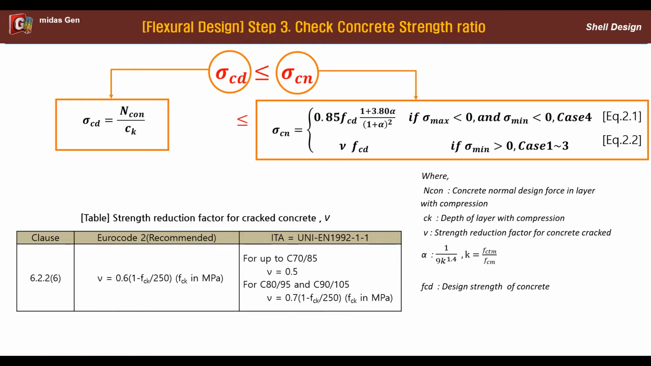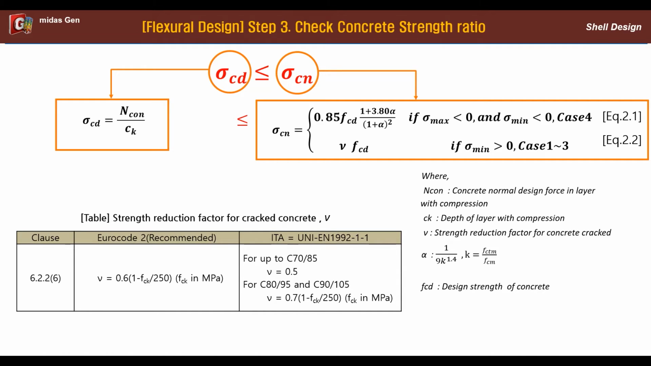Step 3. Check the concrete strength ratio. In the case of the cracked section, the concrete in the compression section and the reinforcing bar strength in the tension section must be less than the design stress value to secure the member's safety. For the normal design force of concrete, N con is calculated in step 2. And the strength review is performed according to equation 2.1, or equation 2.2 in this case is conditions and rho, minimum value.